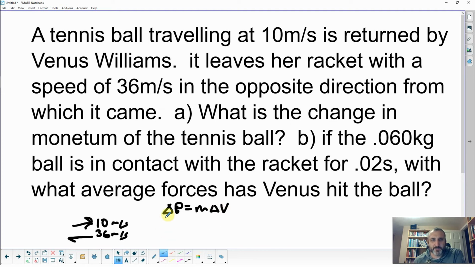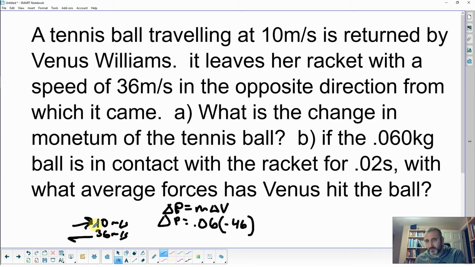So delta p equals 0.06 times the change in velocity, which is final minus initial. So negative 36 minus 10, which would be negative 46 meters per second. V final minus V initial: it's going to the left, negative 36, and it was going to the right, 10, so negative 36 minus 10 would be negative 46.